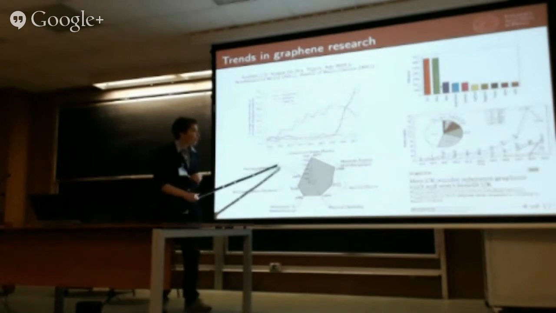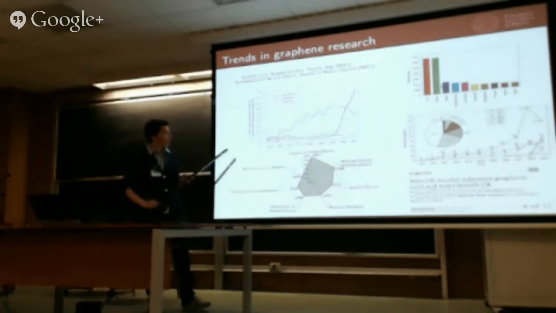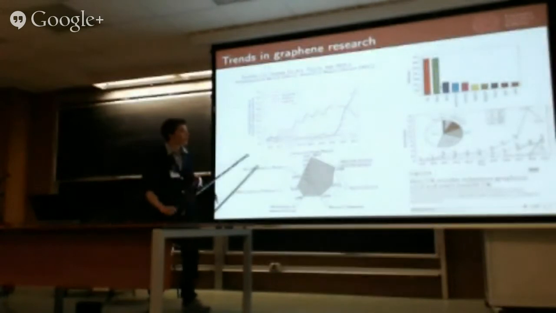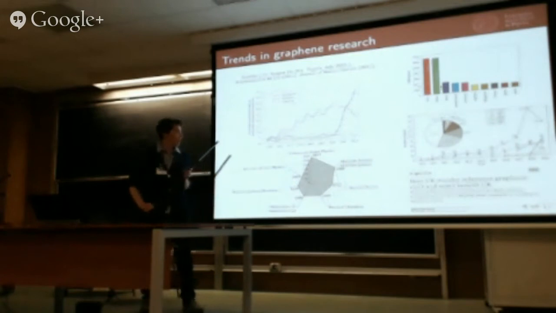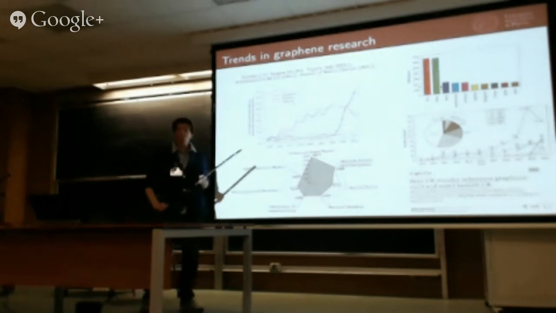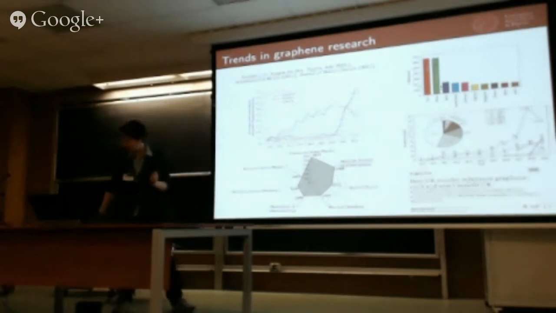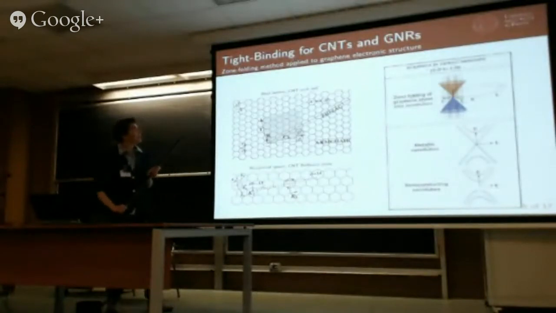Finally, from this plot, you can see that graphene is currently a multidisciplinary research field. However, the main focus on this material stems mainly from condensed matter physics and material science areas. Actually, let's note that a great amount of this work is actually based on theoretical models and simulations. Now let's come to the tight binding electronic structure method applied to carbon nanotubes and graphene nanoribbons.